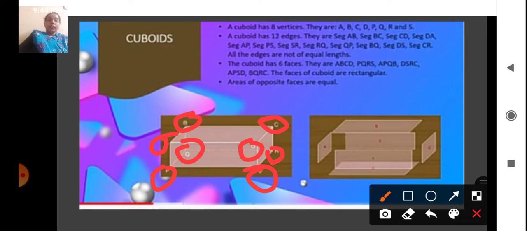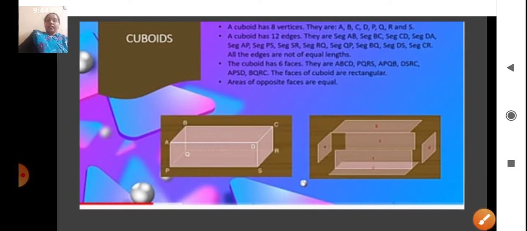What do you mean by vertex, children? When two sides are joining at a particular point, it is called a vertex. So a cuboid has 8 vertices. Okay? Now next, a cuboid has 12 edges. What do you mean by edges, children? Edges means corners. So let us see the 12 edges here.